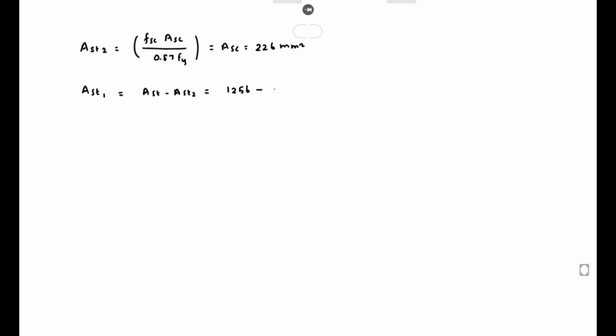Now we can find Ast2, which is equal to fsc into Asc divided by 0.87 fy. That is equal to 226 mm square. Now Ast1 equal to Ast minus Ast2, that is equal to 1256, which is given, minus 226, that is equal to 1030 mm square.